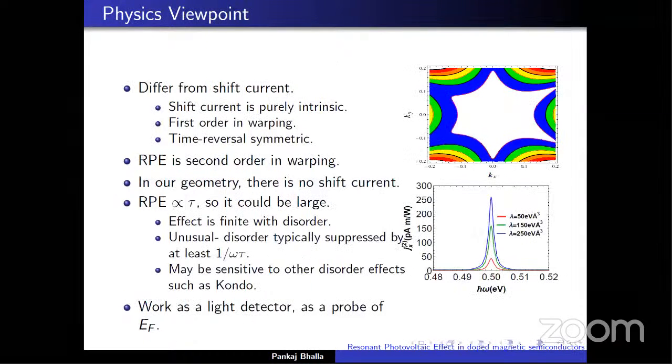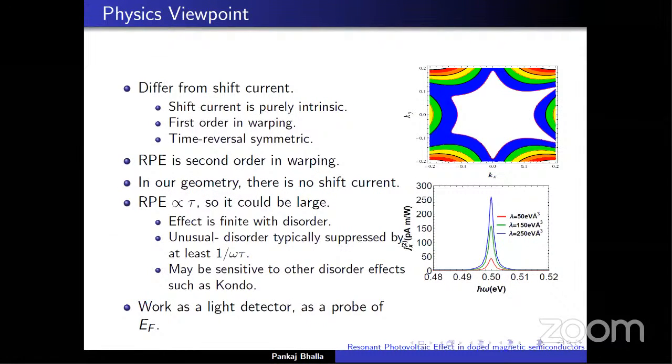Now, how is this effect different from the other effects in the literature from a physics point of view? People have studied the shift current, which is also based on the Berry physics, but that is purely intrinsic. But the RP, the resonant photovoltaic effect, has intrinsic as well as extrinsic. Here, extrinsic means that we have considered the diagonal part of the J as well, which depends on the off-diagonal part. So in those terms, we are saying that this has intrinsic as well as extrinsic picture, but shift current has only intrinsic.